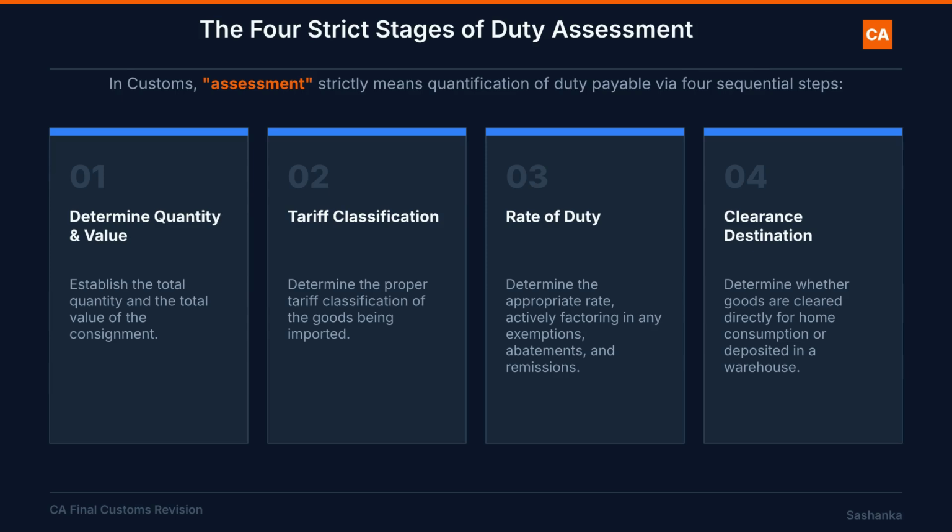First, customs authorities determine the quantity and value of the imported goods. Second, they identify the correct tariff classification, because duty rates vary across different products. Third, the applicable rate of duty is determined after considering exemptions, abatements, and remissions. Finally, customs decides whether the goods will be cleared for home consumption or stored in a warehouse. Remember, assessment is essentially a systematic process of quantifying duty and is different from valuation under Section 14.